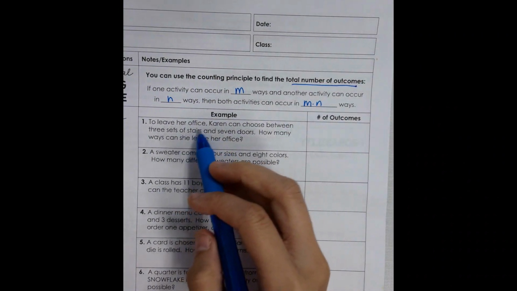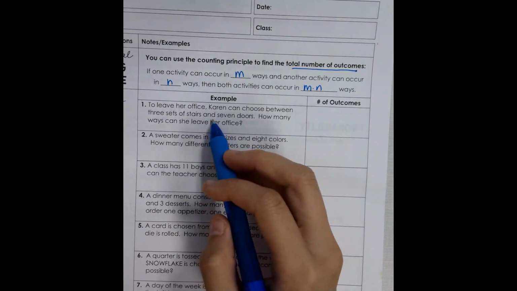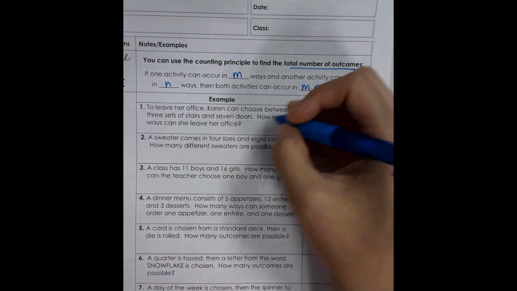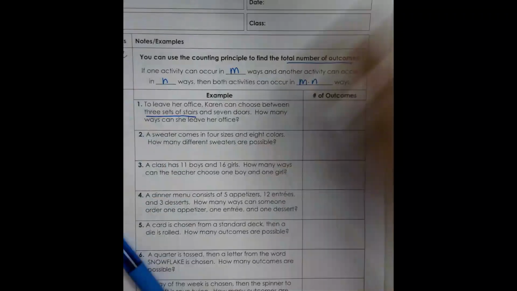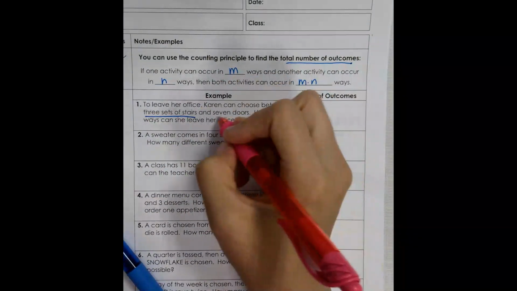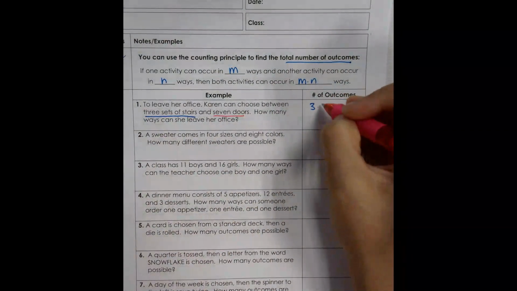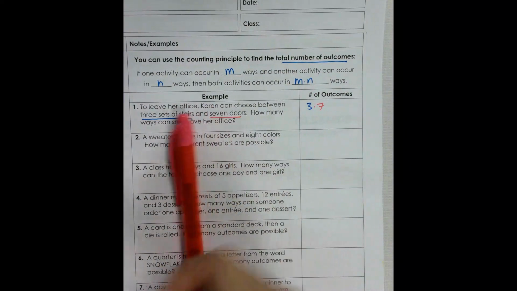Okay, to leave her office, Karen can choose between 3 sets of stairs and 7 doors. How many ways can she leave her office? So 3 sets of stairs, 7 doors. So we're going to do 3 times 7. That equals 21.